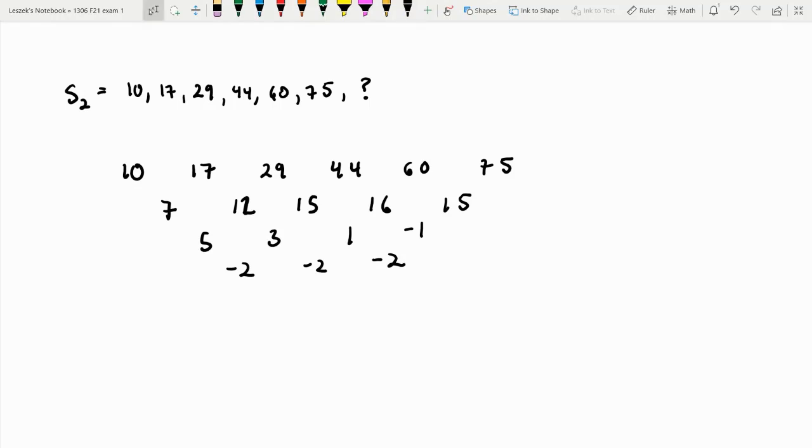Okay, so we then assume that we can continue this trend of constant differences. And then to get the next term, you see that we would add these two numbers to get the next entry in the row above, and then we would add these numbers to get this, and finally 75 plus 12 gives us the next term in the sequence. So this is the next term, that's 87. Any questions?